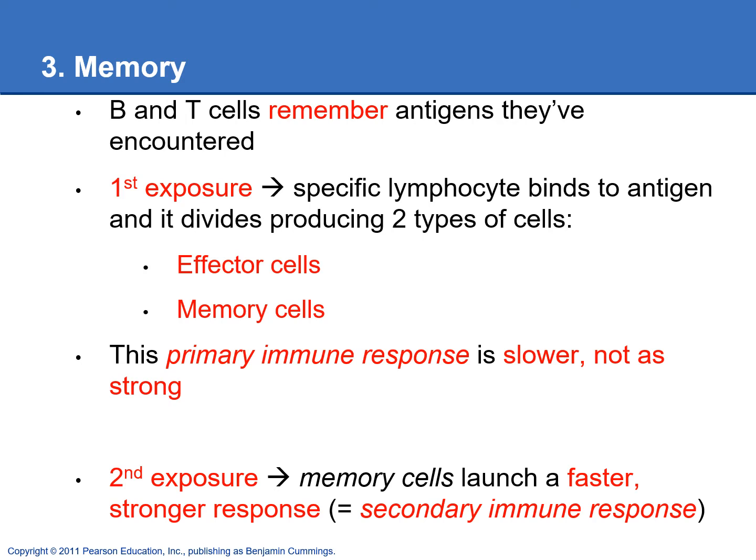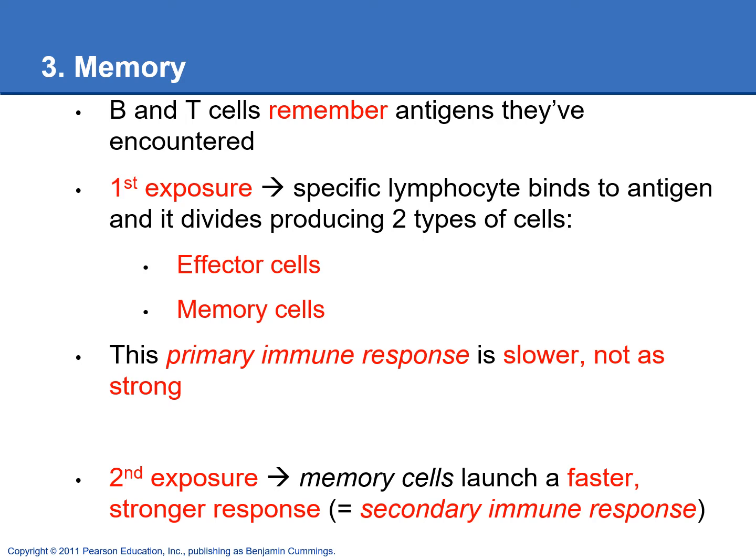The other thing that B and T lymphocytes have is they're able to form memory cells. So they can remember that they've seen their particular match before. The first time that they're exposed to their match, the B or T lymphocyte will be stimulated to divide, and it's going to produce two different types of cells.